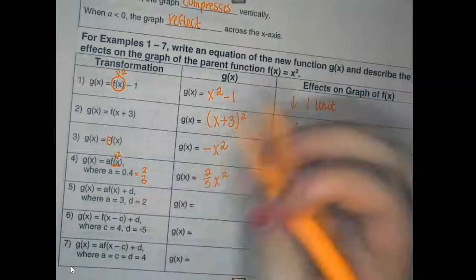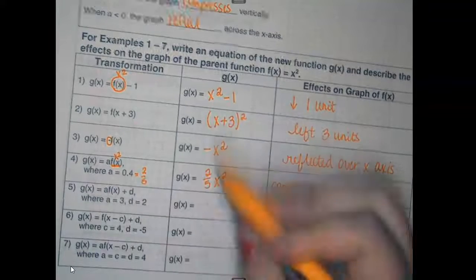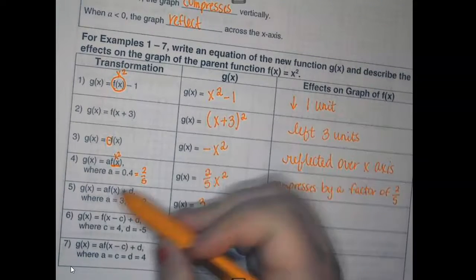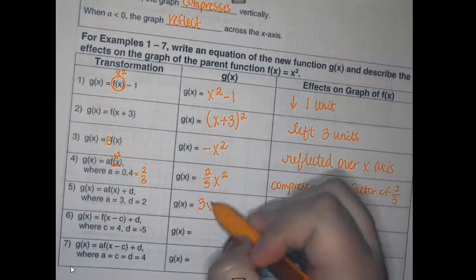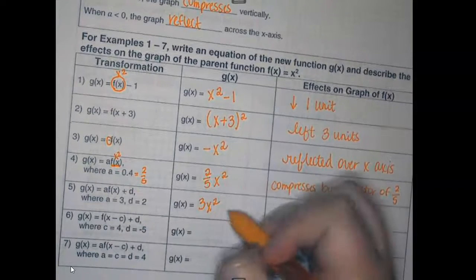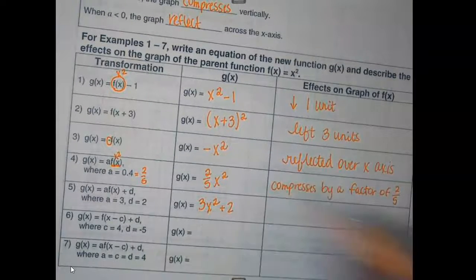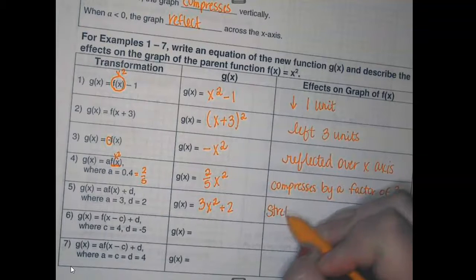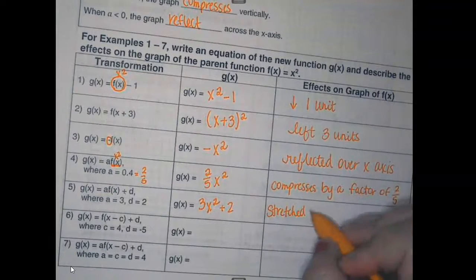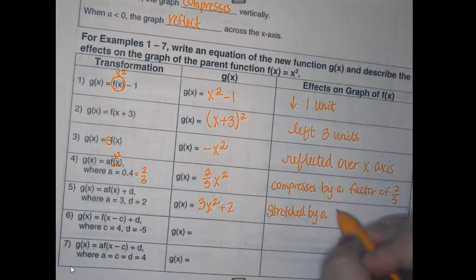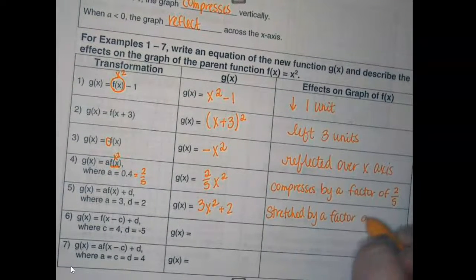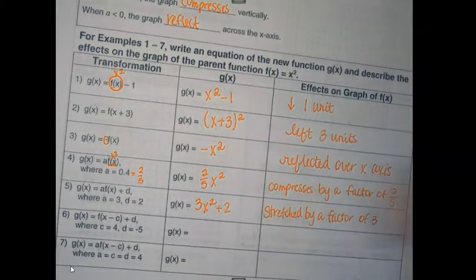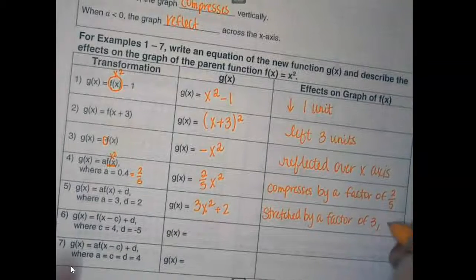All right, let's continue. We have a. Our a is 3, so it's going to be 3 f of x, which is our x squared, plus our d, and our d is 2. So we have a lead coefficient of 3 that's bigger than 1, so it's going to be stretched by a factor of 3. And then we're going to add 2, which means we're going to go up 2.